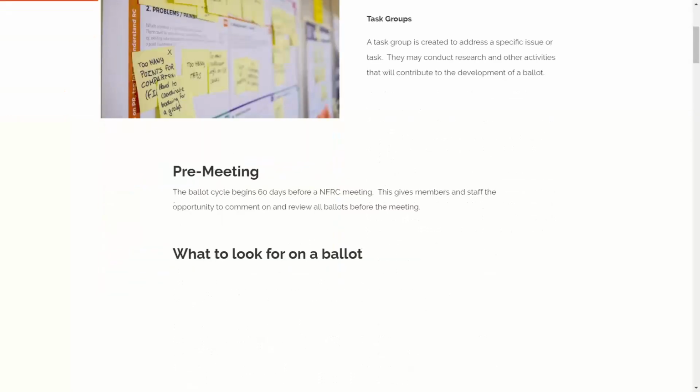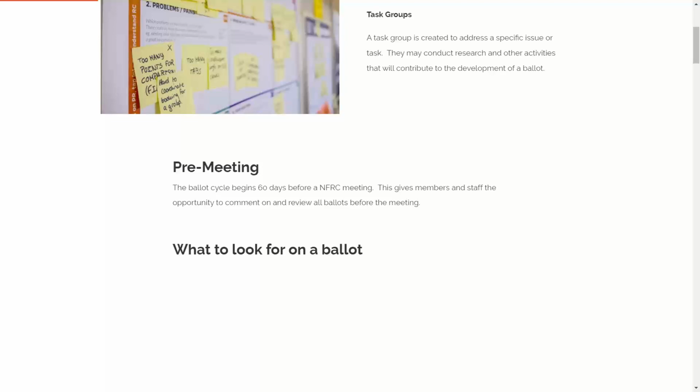Now, after the task group did their job and developed ballot language, it's time to understand how a ballot becomes language in an NFRC document. This is where the ballot cycle happens, in a process of 3 different phases while following the rules in the NFRC 710 requirements. The first phase is the pre-meeting phase. During the pre-meeting phase, members review the ballot and provide responses in accordance with the NFRC 710.